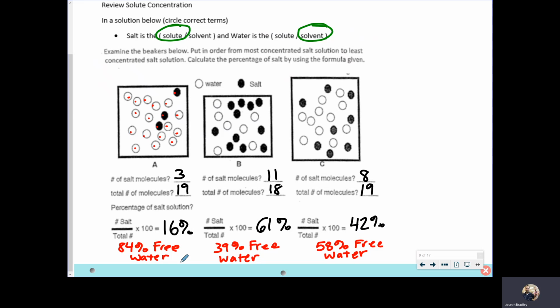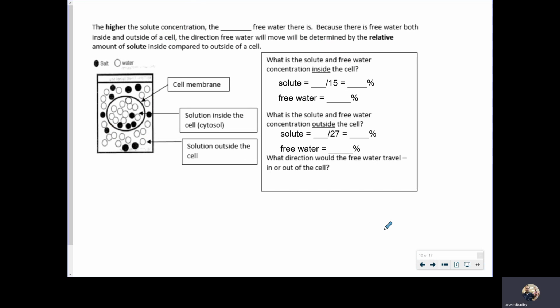So the other way you could think of this is, well, if it's 16% salt, that means it's 84% free water. 61% salt, 39% free water. 42% salt, 58% free water. So the higher the solute concentration, the less free water there is.